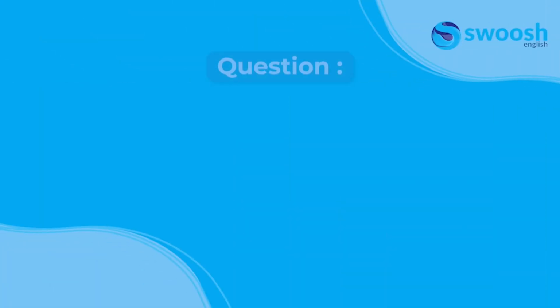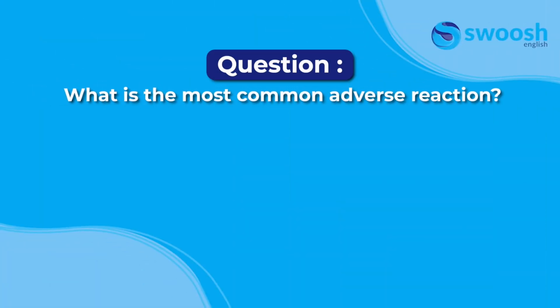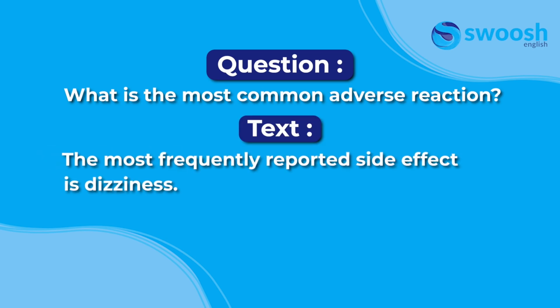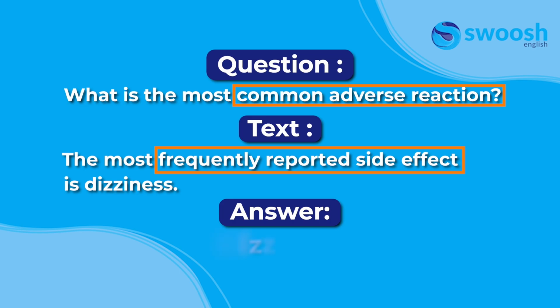For example, the question might ask, "What is the most common adverse reaction?" The text might say, "The most frequently reported side effect is dizziness." Now, do you see how in the question it said common adverse reaction, and in the text it said frequently reported side effect? The text has used paraphrasing, but that is where we found the answer being dizziness. So it is important that you're also scanning the text for synonyms.